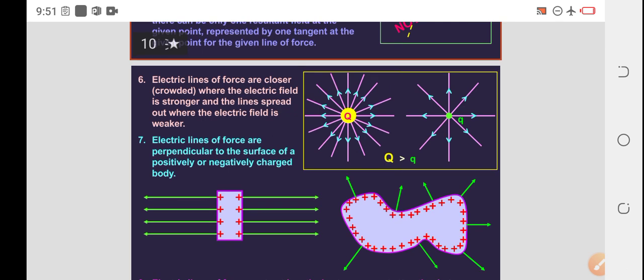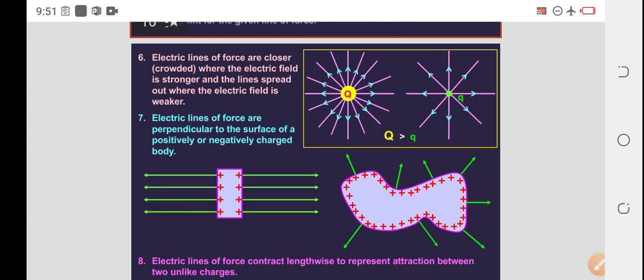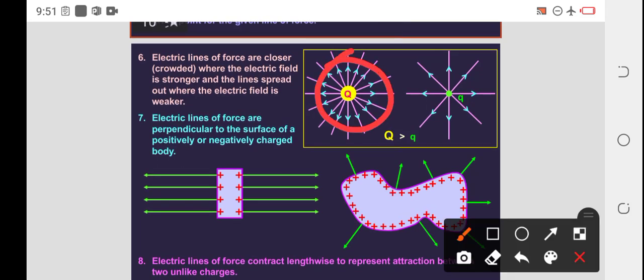Coming to the sixth one, electric lines of force are closer where the electric field is stronger. If the electric field is strong, that means the lines of force are closer. If the electric field is weaker, the field lines are spread. So closer means a strong field, and weak means the field lines are spreading. You can see the figure here. If the field is very strong, the field lines are closing. If the field is weak, then it is a spreading nature.